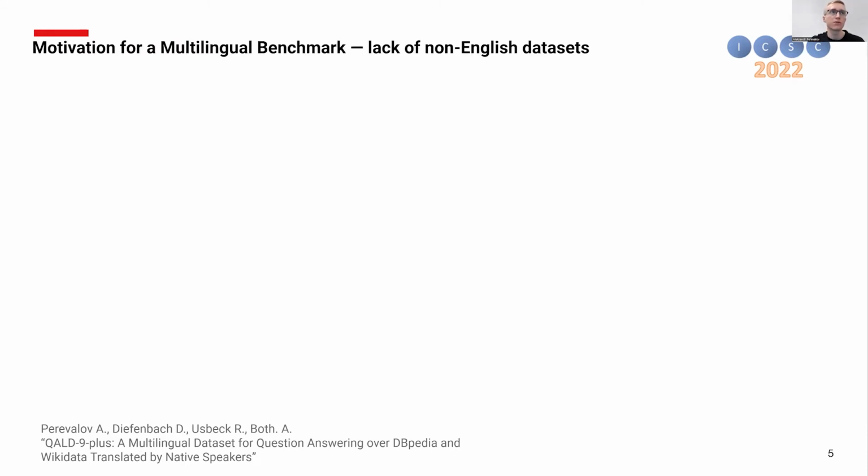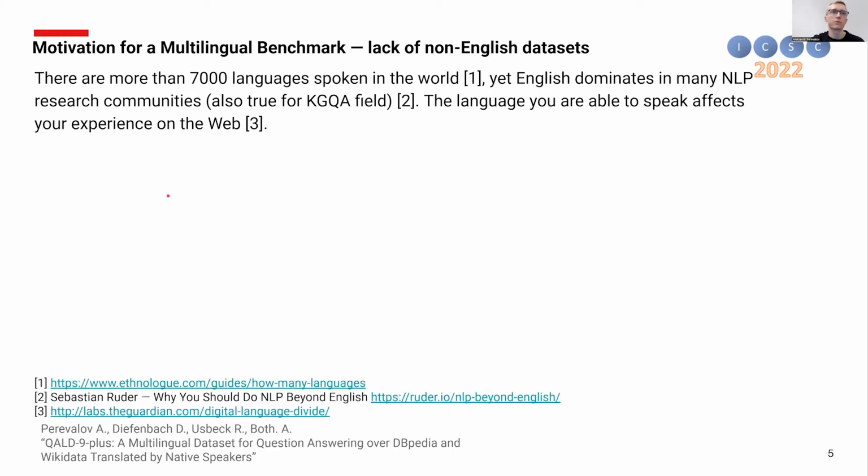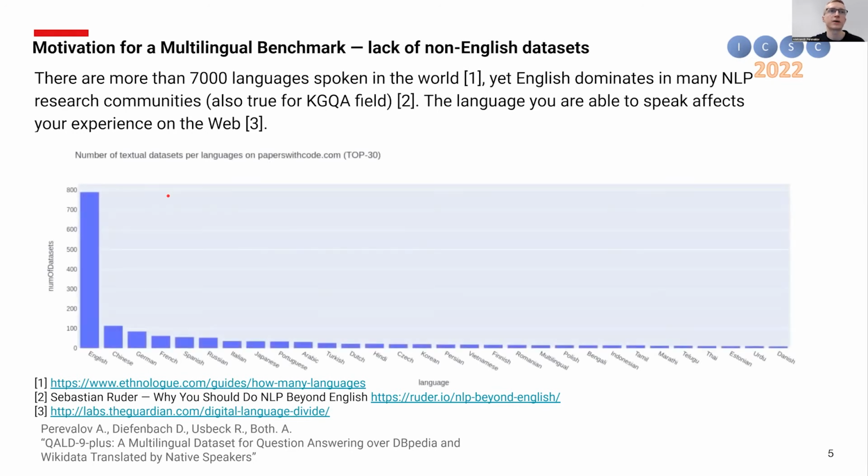While continuing to speak of the motivation for multilingual benchmarks, we can observe the lack of non-English datasets. There are more than 7,000 languages spoken in the world, yet English dominates in many NLP research communities. It is also true for the KGQA field. The languages you are able to speak affect your experience on the web. It was proven by many researchers. And here you can see a diagram of the number of textual datasets per language on the website Papers with Code. And obviously there is a huge bias to English. It has almost 800 datasets. The second most popular language is Chinese, which has something above 100 datasets.